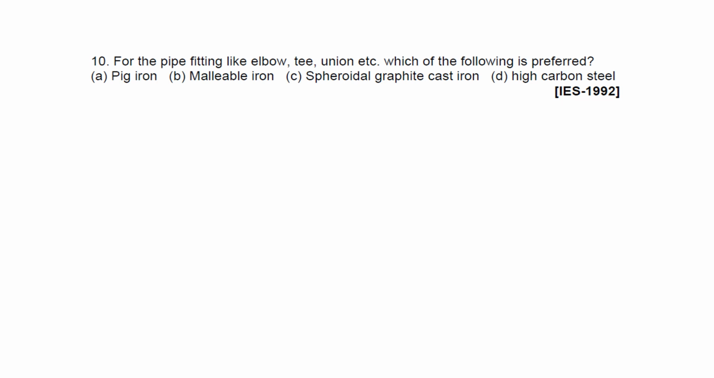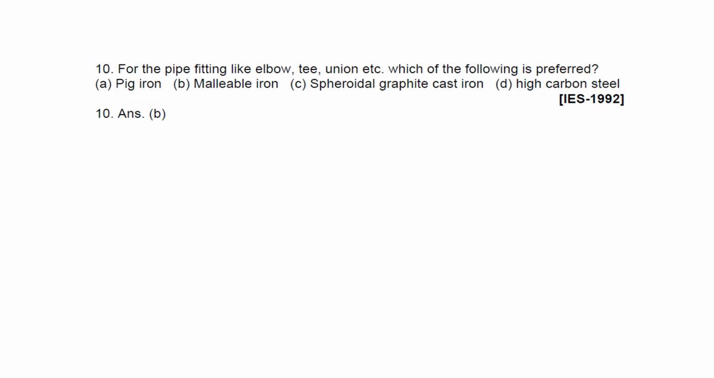Next question, for the pipe fitting like elbow, T, union, etc., which of the following is preferred? Okay, so pig iron, malleable iron, spheroidal graphite iron, cast iron, and high carbon steel. So its answer is B, malleable iron.